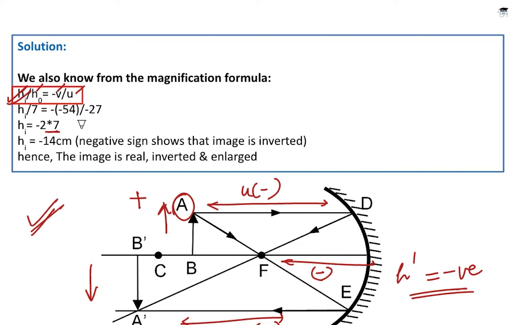hi is the height of the image. Now the height of the image has come out to be minus 14 centimeters. Now why is it minus here? Because I have told you h dash will be minus, because the image is inverted. When the image is inverted, the sign of the height is negative. Now the image is also formed in front of the mirror. So that means the image is going to be real, inverted and enlarged. So this is the nature of the image.